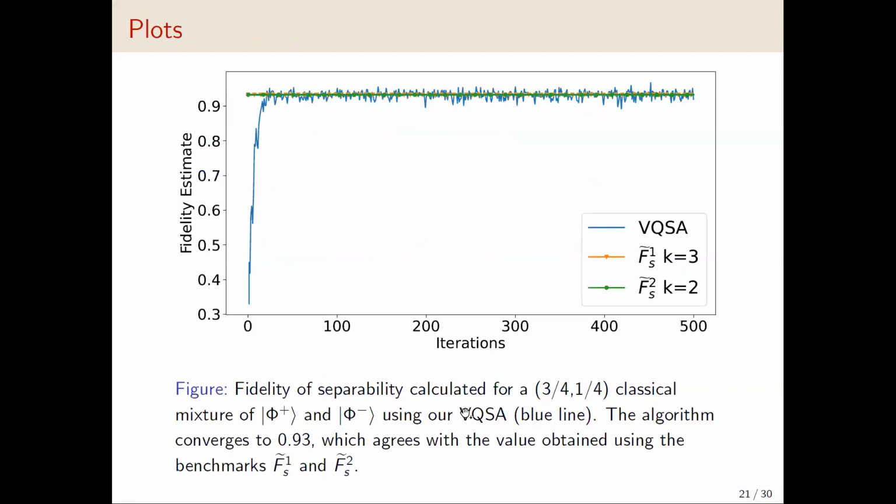So this is a plot. This is a simulation of our VQSA, which is for a classical mixture of two maximally entangled Bell bases. And as you can see, the blue line is our VQSA, and it converges quite nicely to our two benchmarks, all of which agree at 0.93.